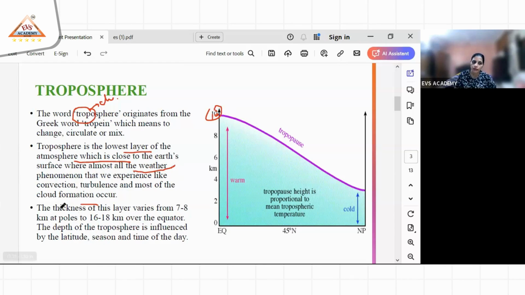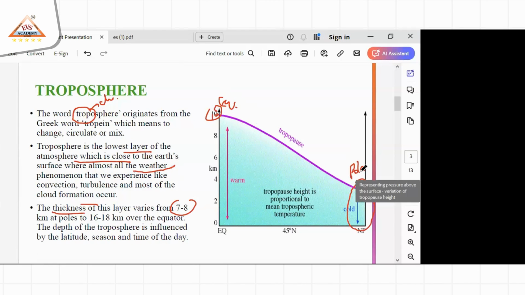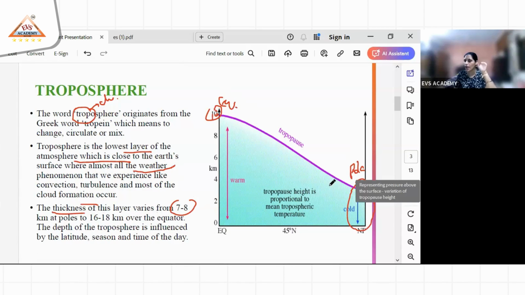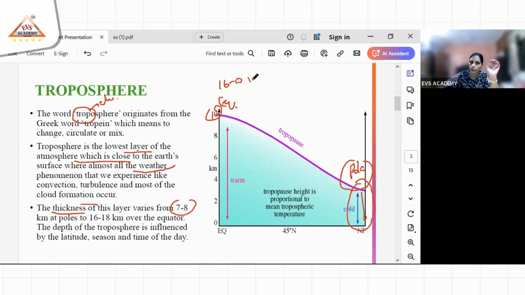Now the thickness of this layer varies. You can see this is the equatorial region and this is the polar region, so there is a difference in the height of the tropospheric layer. It is 7 to 8 kilometer at the polar areas and it is 16 to 18 kilometer over the equator. Now why is there a difference in the height of the troposphere?